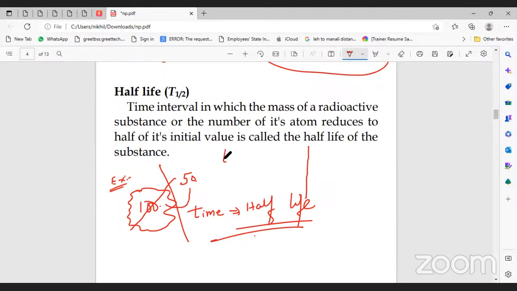That half-life is given by the formula 0.693 divided by lambda. Half-life is equal to 0.693 by lambda.